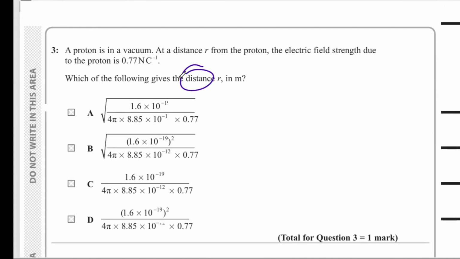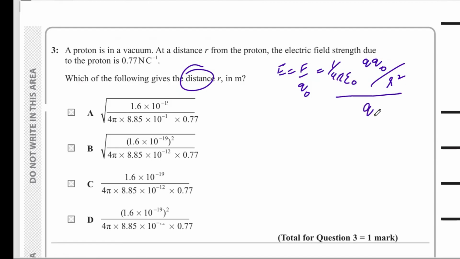Now, the distance between a charge and a proton. The electric field strength due to the proton is 0.77 newtons per coulomb. So everybody knows that the formula of electric field strength is F upon the test charge, Q naught. And the force according to Coulomb's law is 1 upon 4 pi permittivity of free space, Q times Q naught divided by R square, whole divided by Q naught. I'm going to cancel out this Q naught with Q naught, and I'll end up having E equals 1 upon 4 pi permittivity of free space, Q upon R square, right?